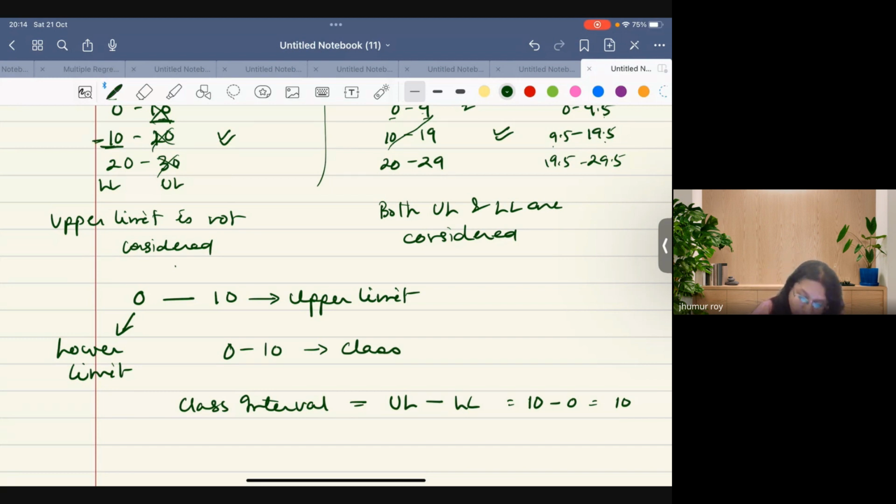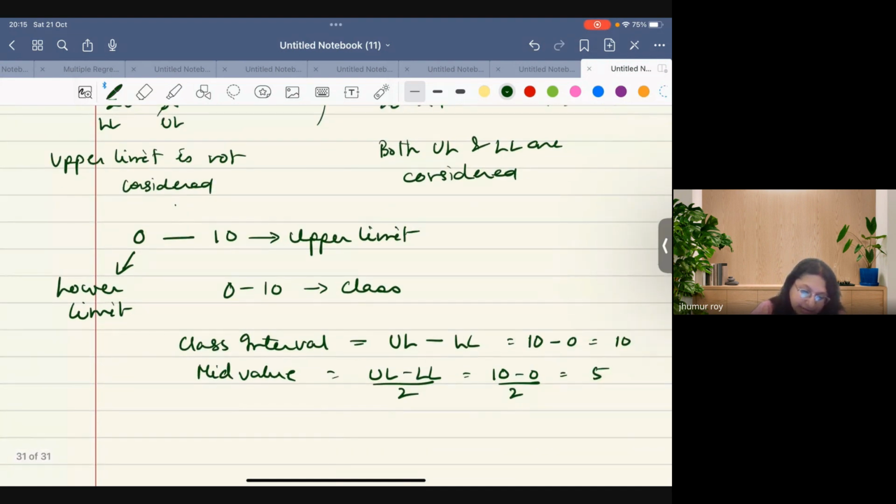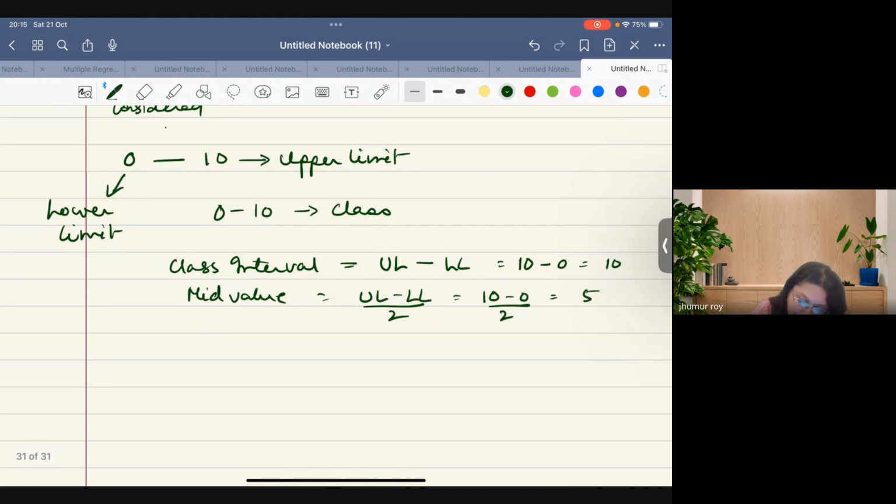Okay, and then you have one more term which is called mid value. Mid value is calculated as upper limit plus lower limit divided by 2. That is, for this class, it will be 10 plus 0 divided by 2. That is equal to 5. Okay, for this class. The second class is what? 10 to 20. So for the second class, it will be 10 plus 20 divided by 2. So it will be 30 divided by 2. That is equal to 15. So this is called the mid value of a class.